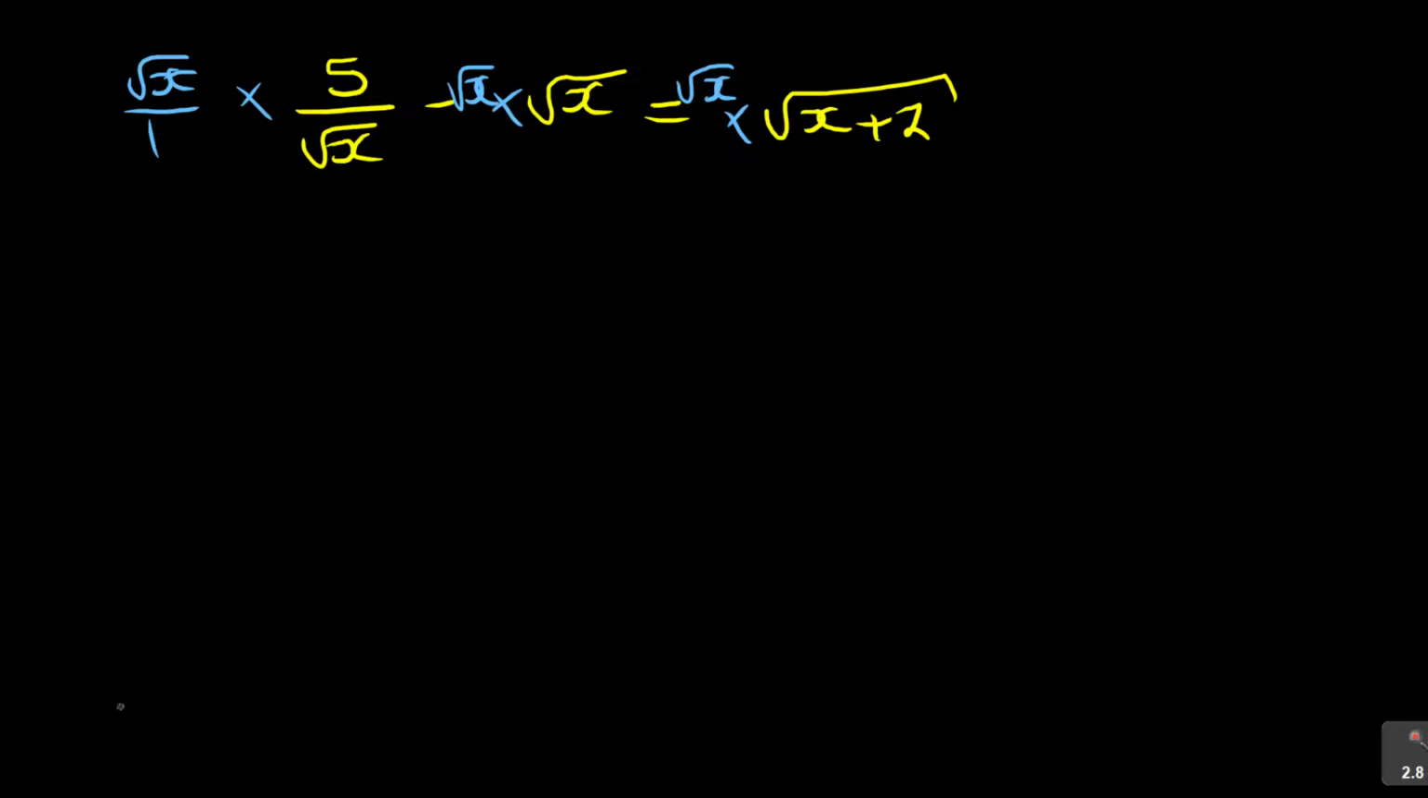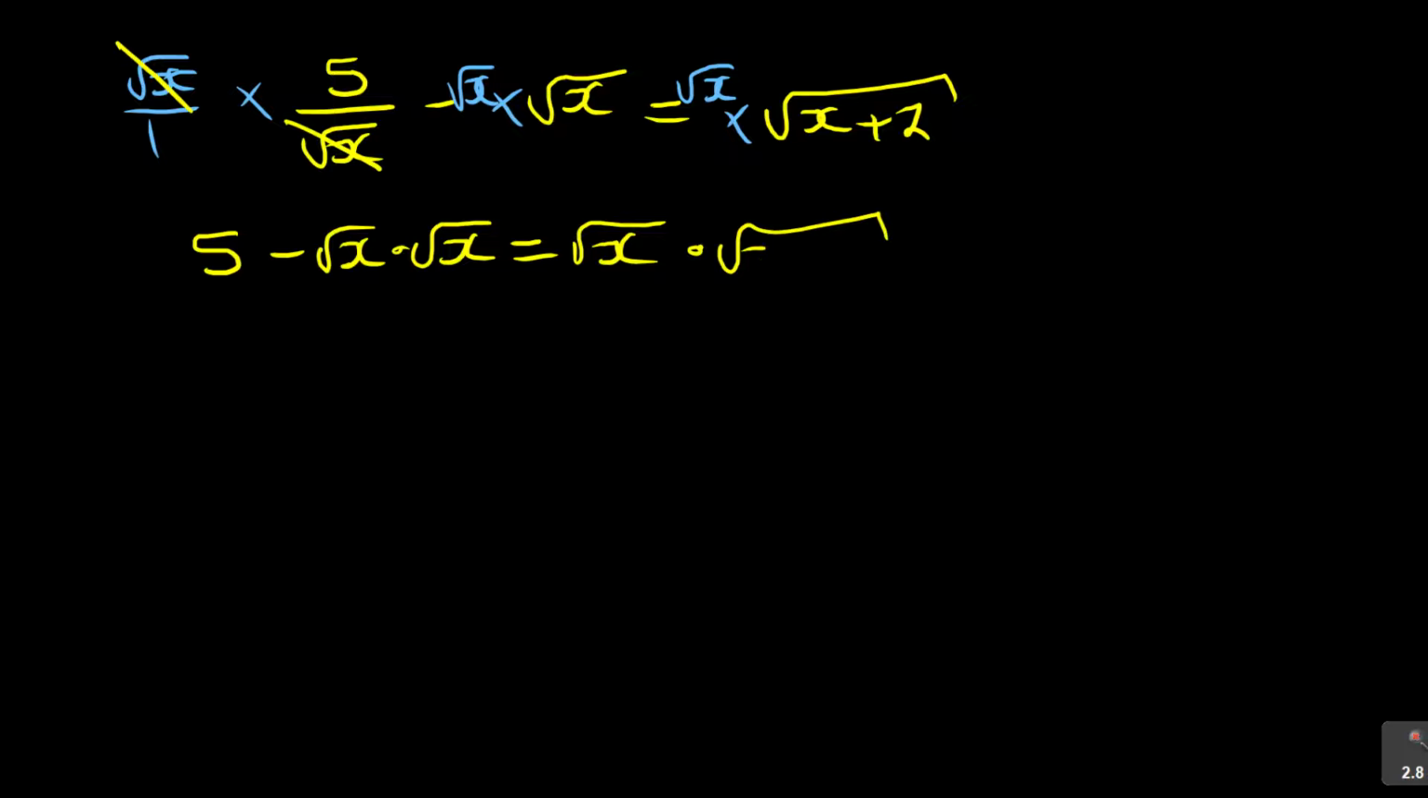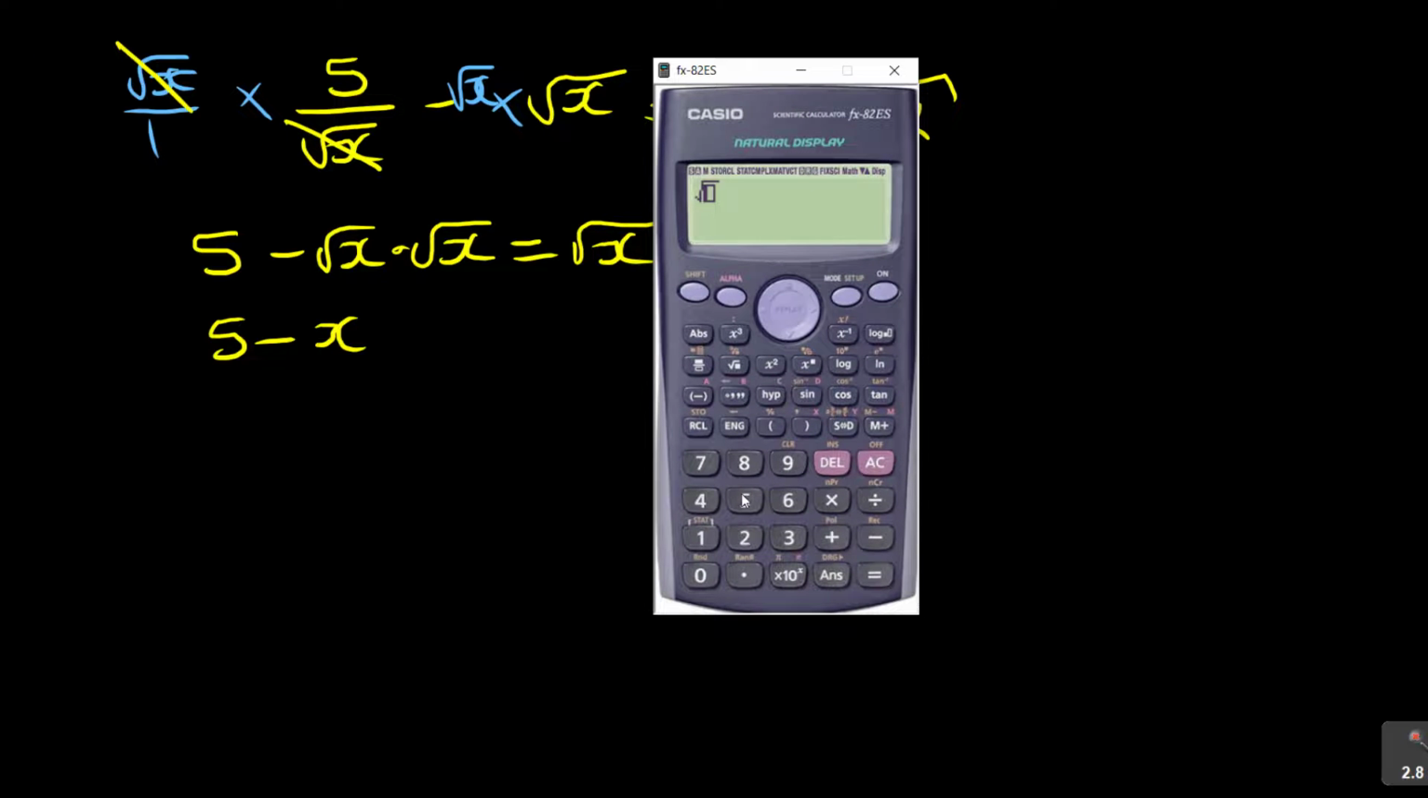So what we have is 5 minus square root of x times square root of x is equal to square root of x times square root of x plus 2. See what I'm having now? Square root of x times square root of x is x. So 5 minus x, you can just test it. Just say square root of 5 times square root of 5. You'll just get 5.